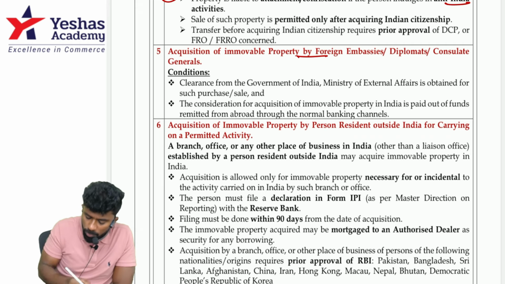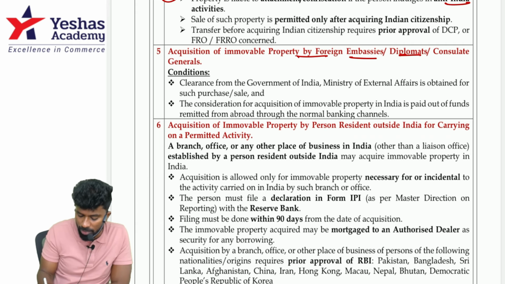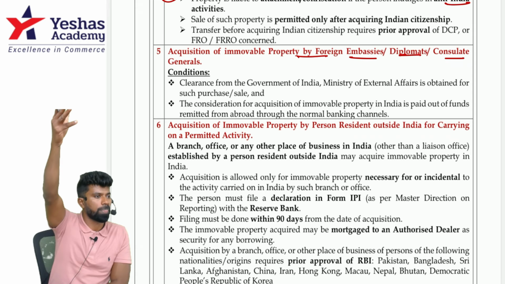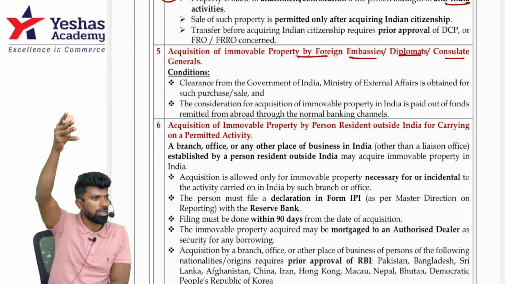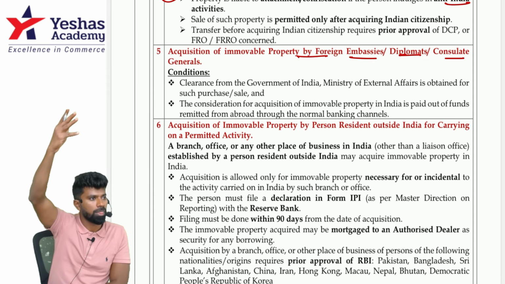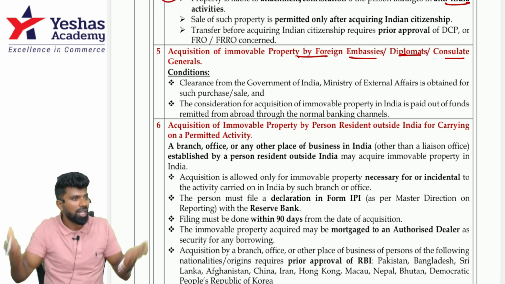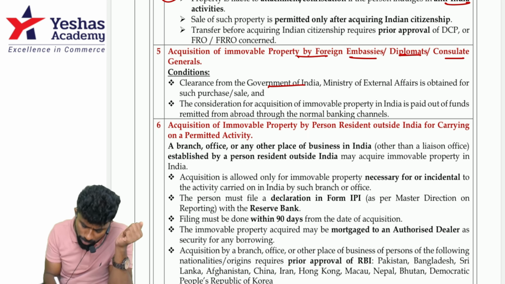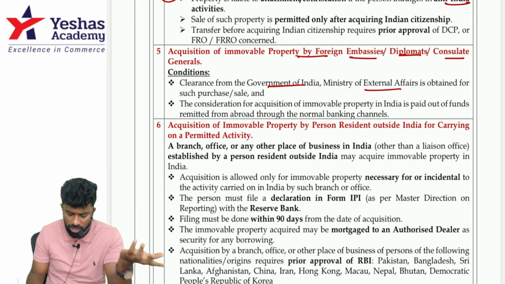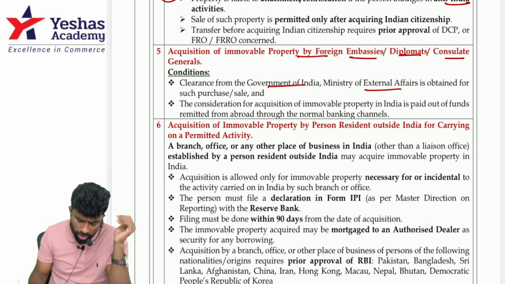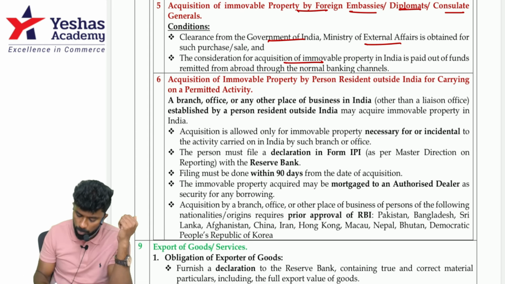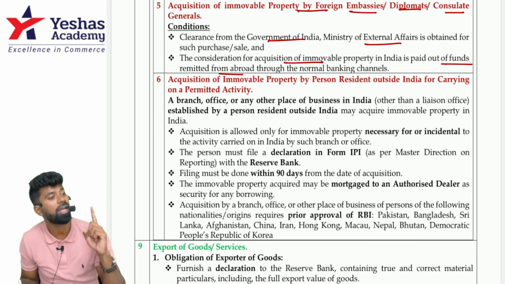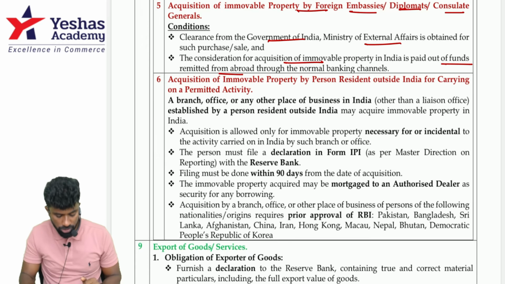Acquisition of immovable property by whom? Foreign embassies, diplomats, consulate generals. Now, for example, we have an embassy office in Chennai. The US embassy is in Chennai, right? It is not in Bangalore. It's only in Chennai. They need properties, right? Can they acquire property? Yes. Allowed or not allowed? Allowed. Clearance from the Government of India, Ministry of External Affairs, is obtained for such purchase or sale, and the consideration for acquisition of immovable property in India is paid out of funds remitted from abroad through normal banking channels.